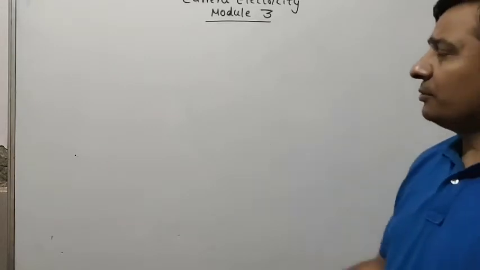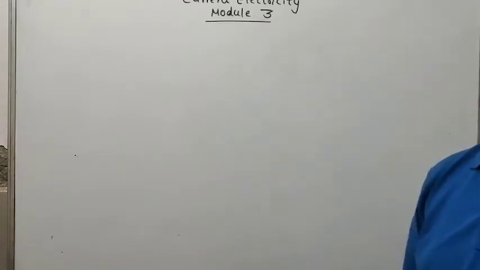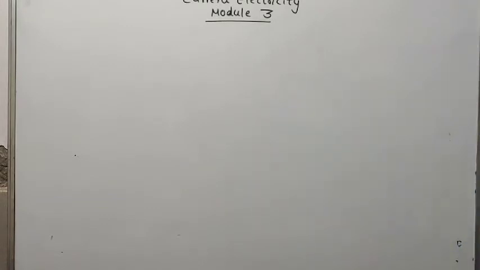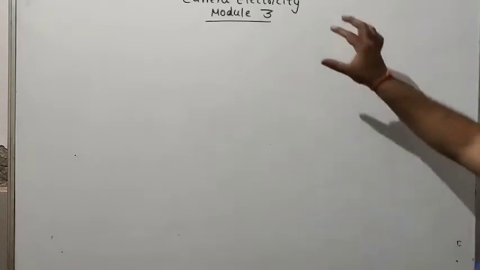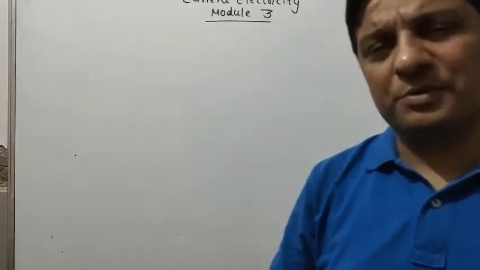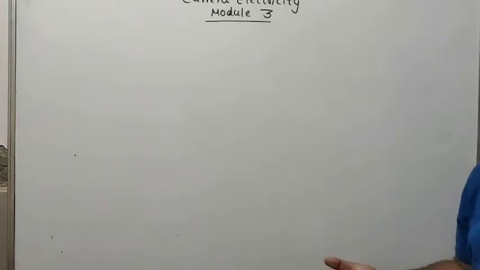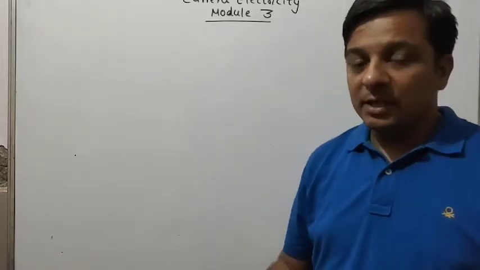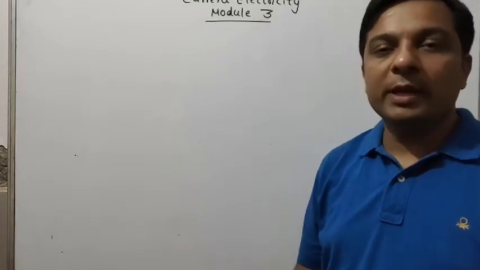Actually students, today we will discuss module 3 of current electricity. In the previous topic we were discussing drift velocity. What is the drift velocity? It is the average velocity with which electrons drift. So what is the formula of drift velocity? That is Vd is equal to E tau by m.